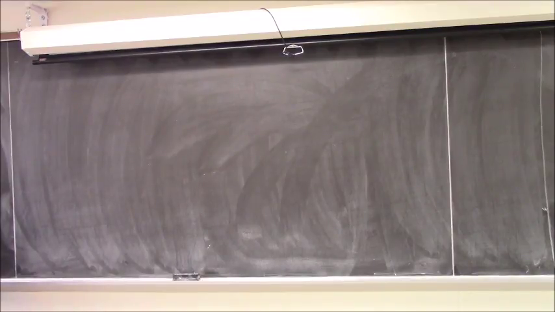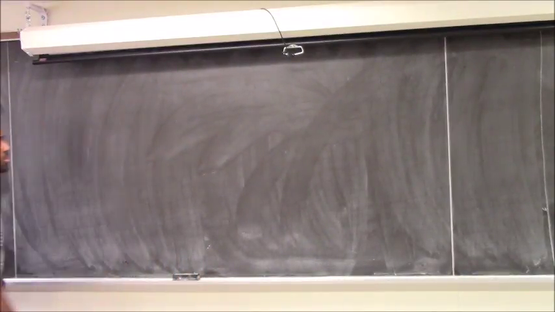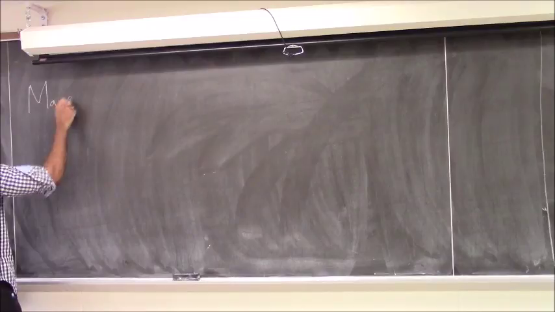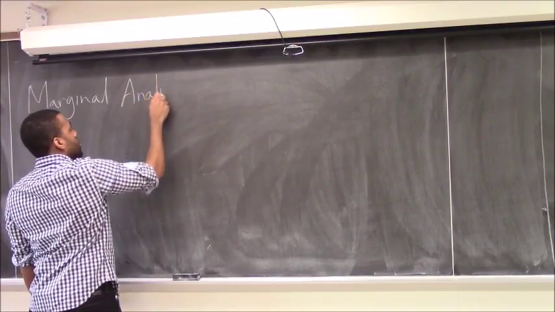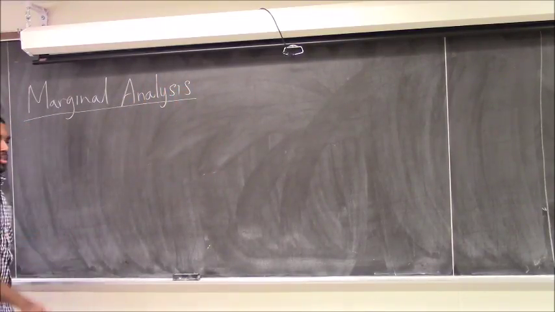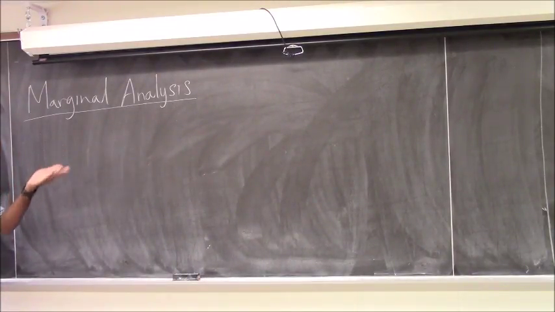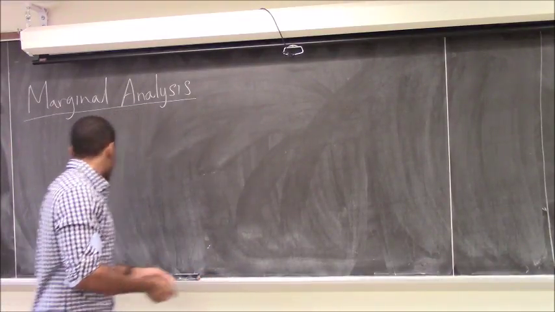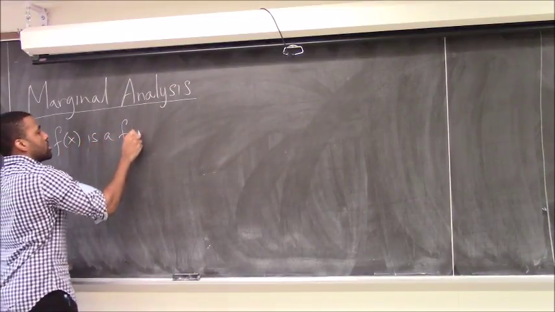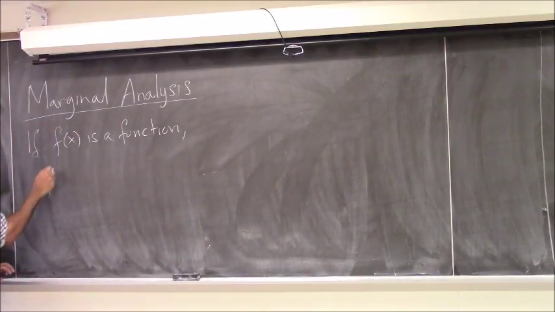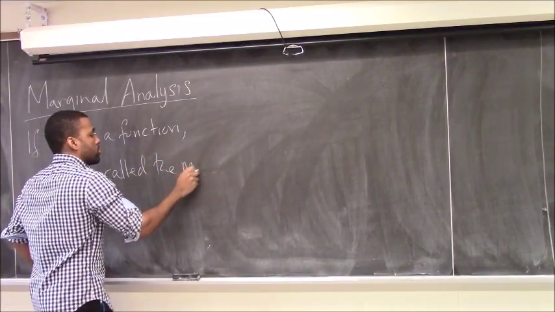Let's move on to marginal analysis. So that's the next topic in this section of the chapter. And it's the same principle. You're using an approximation for something, but you can use it in a different context. So we're going to use marginal analysis. Okay, so that's on the handout that I gave you guys. So in short, a marginal function is just another name for the derivative. You can think of it as a synonym as well. So if f of x is a function, f prime of x is called the marginal function.